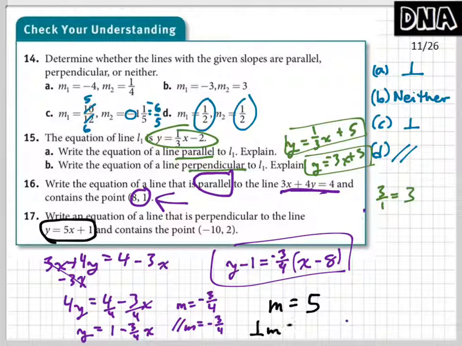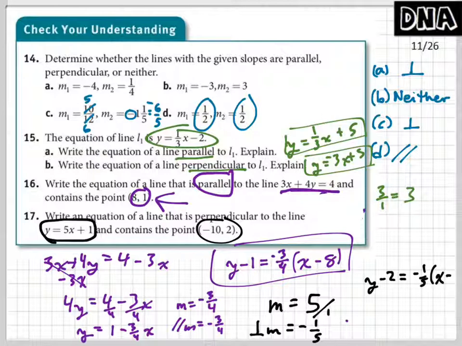Perpendicular, we got to flip it and change the sign. So to flip 5, we got to put a 1 underneath it, and we can flip it. So 1 over 5, and then we have to change it to negative. So there's my perpendicular slope. Are we given a point? Yes, our point is right here. So we go y minus 2. That's my y. And then my m is negative 1 over 5. x minus, and then what's my x? Oh, it's negative 10. So that means we just go plus 10. So there's your perpendicular equation.